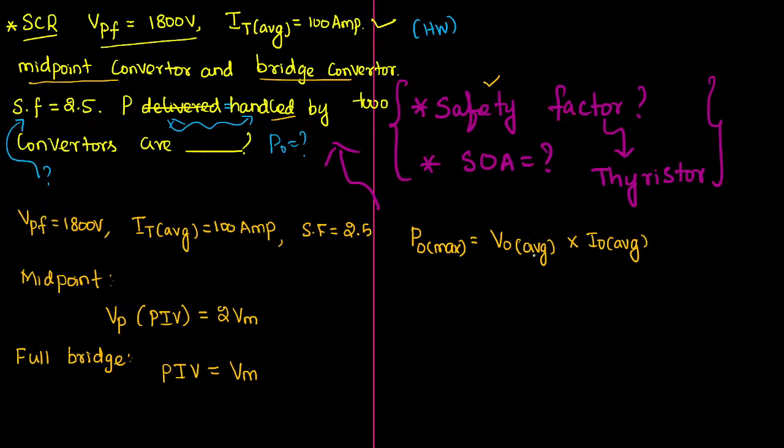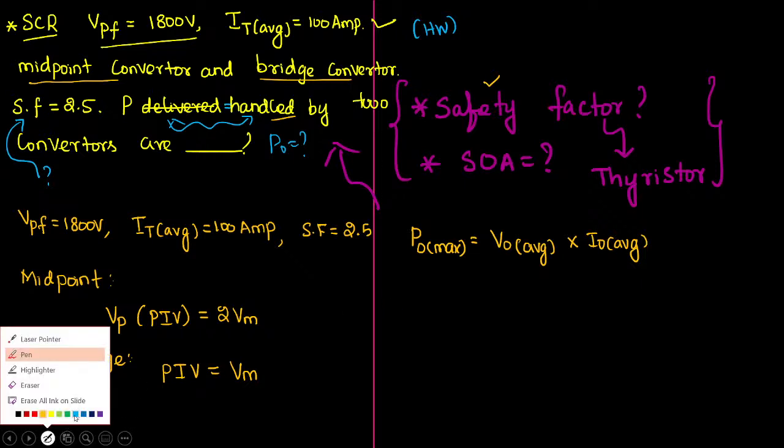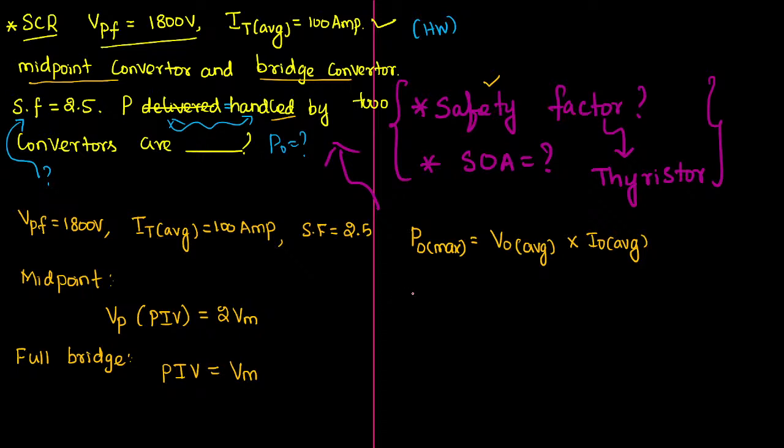Fine. Now I'm asking you the next question. The next question is the V naught average formula. In both cases, in midpoint converter and full bridge converter, what is the V naught average formula? It is same for both. Yes, we can say the value of V naught average is 2 Vm by pi into cos alpha. This formula is common for both midpoint converter and full bridge converter.